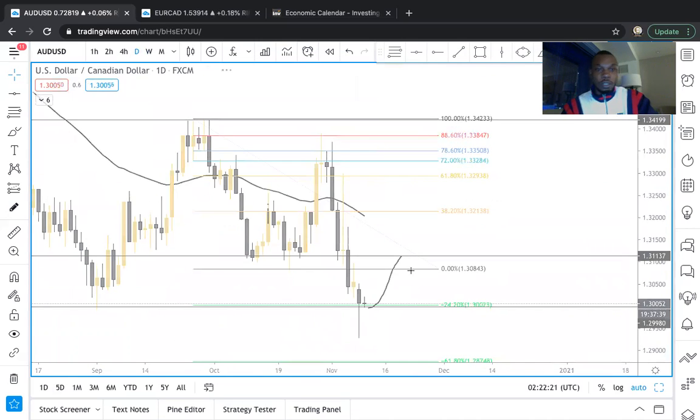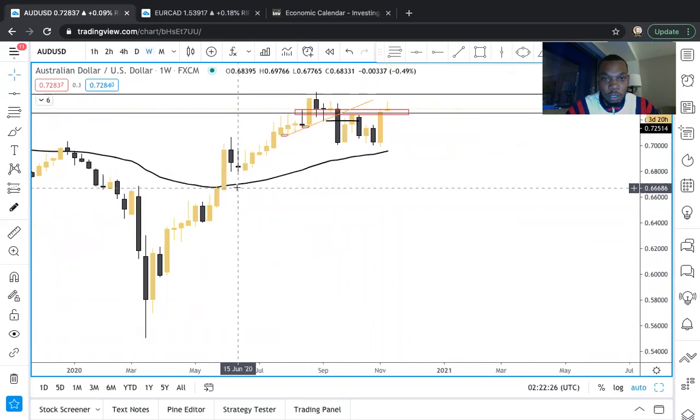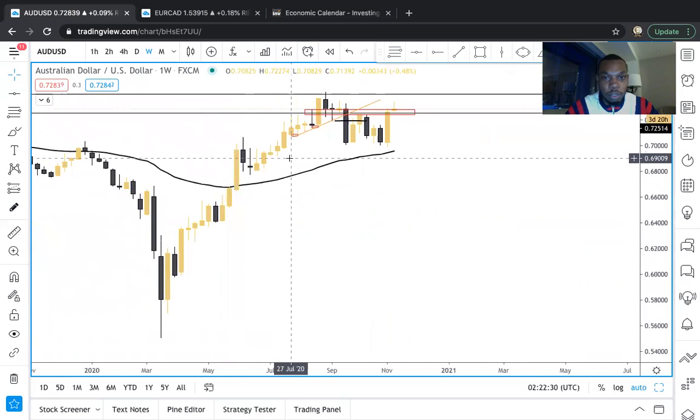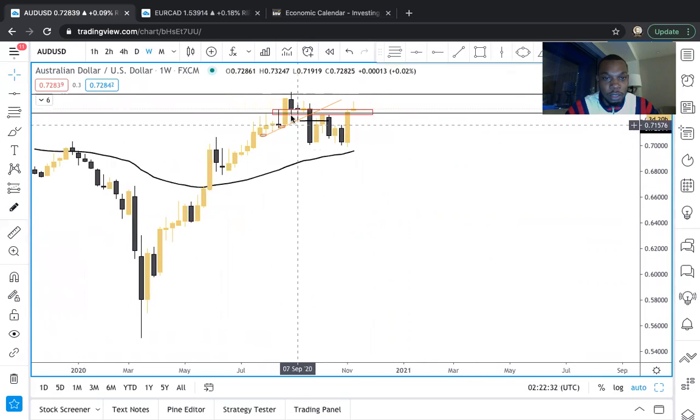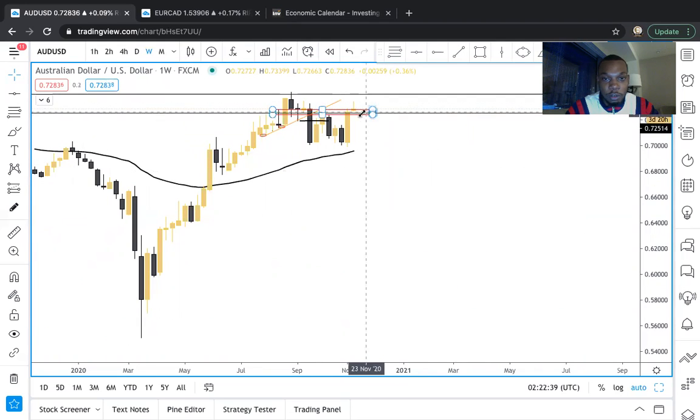All right, AUD USD. Looking at this on the weekly, overall price is bullish, but we're at this level to where we could see a possible retracement back down to the downside, or we're just either going to make new highs and break this resistance.